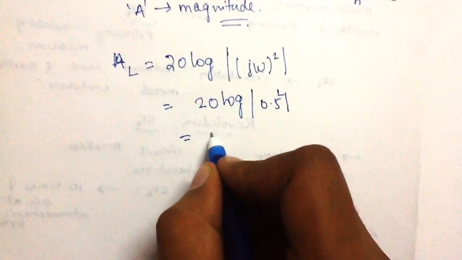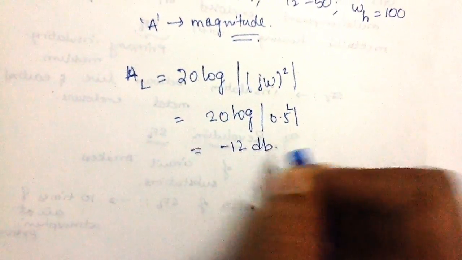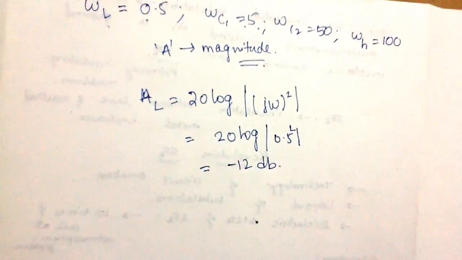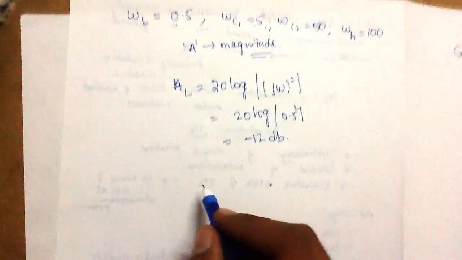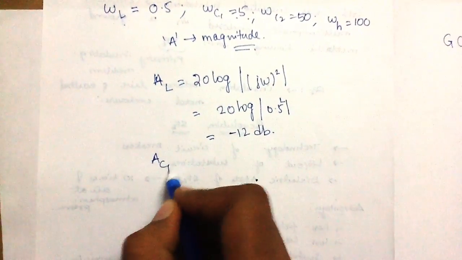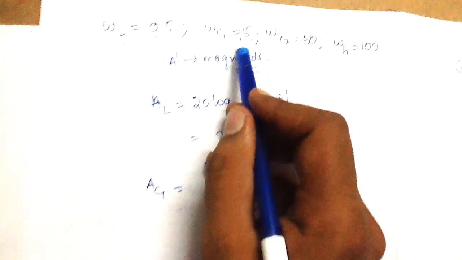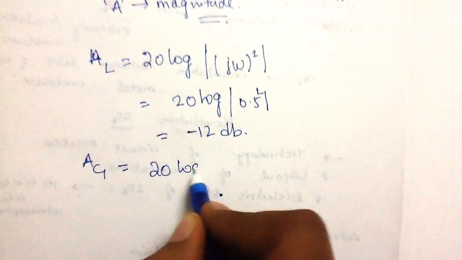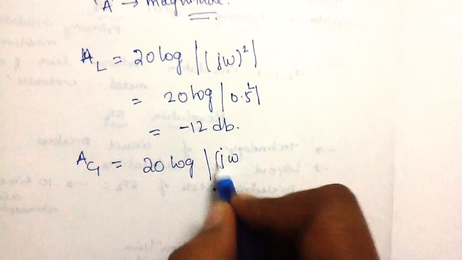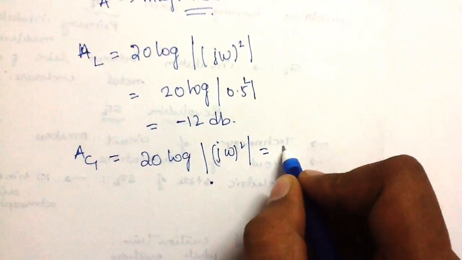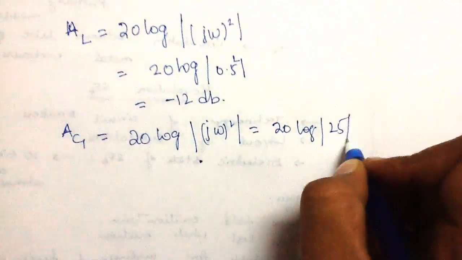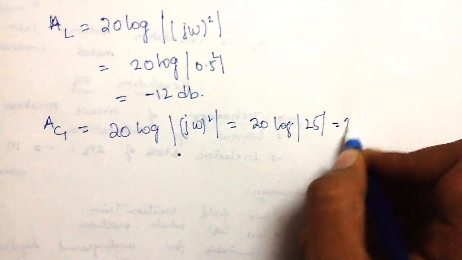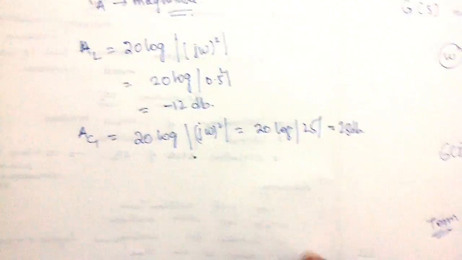So that is going to be minus 12 decibels. Just take out your calculators and do that. And the next magnitude we're going to find out is AC1, which is at omega C1 is equal to 5. So now that is 20 log of j omega square, and in place of omega this time you're going to write 5. 20 log 25, and 20 log 25 is 28 decibels.